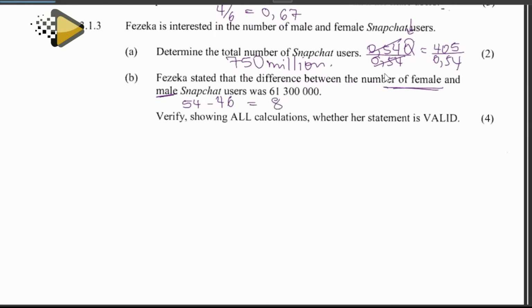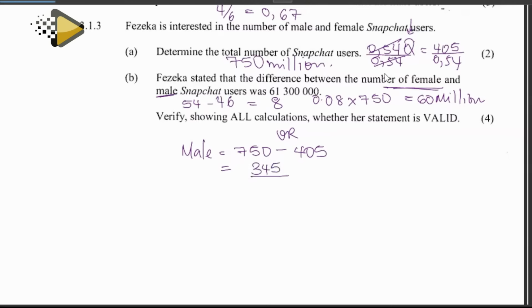So if it gives you 8, can it be 8%? You say 8% of 750, which becomes 60 million. Or look for the number of male, because it's not there, which becomes 750 minus the number of females, which is what? 405. So this becomes 345. So these are the males.